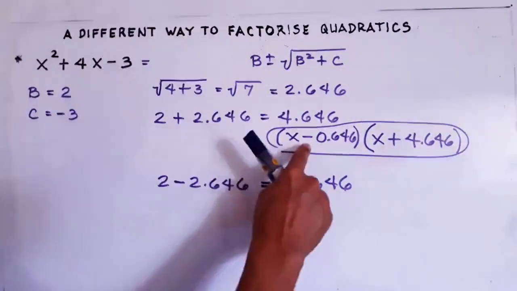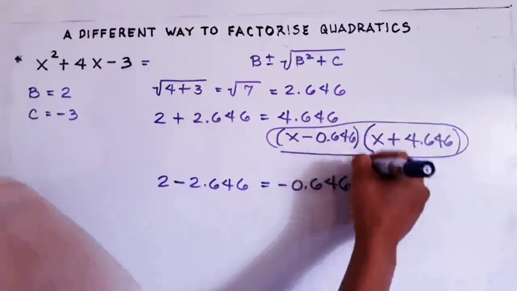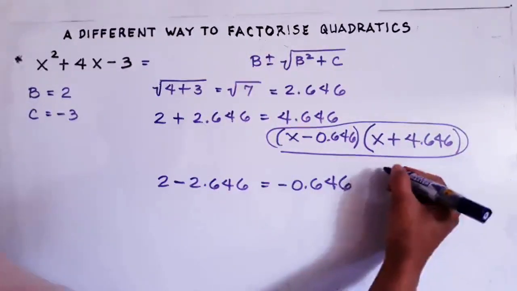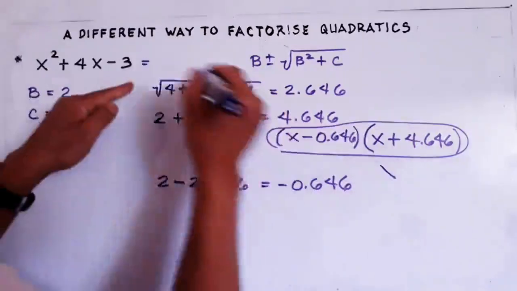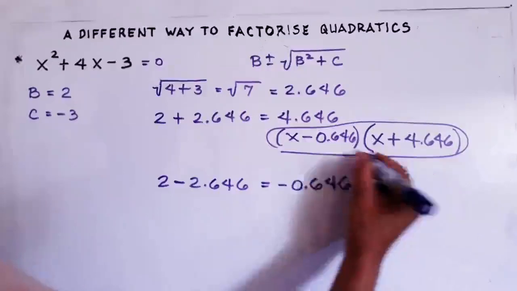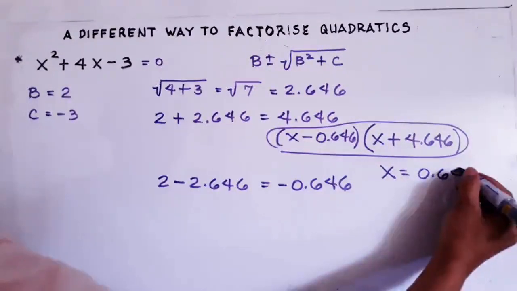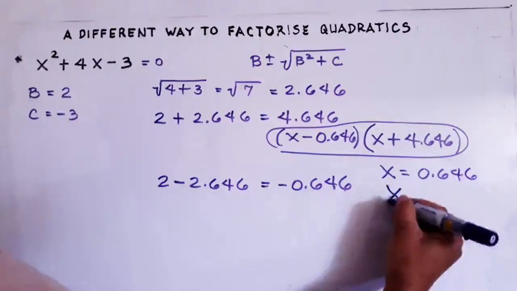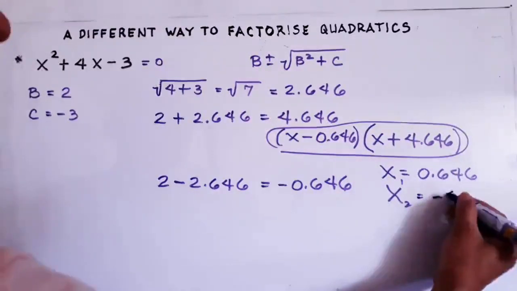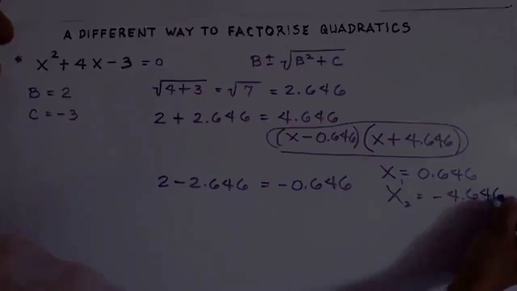Now if you want to solve for the value of x, we equate that to 0, the null factor theorem. So if this one is 0, now we can solve for the value of x, which is transpose. One is positive 0.646, the other one is negative 4.646.